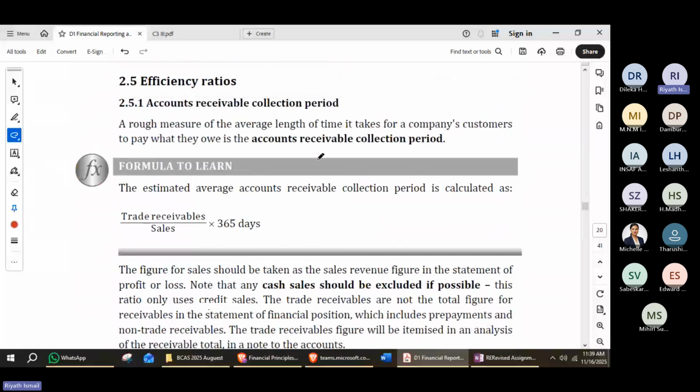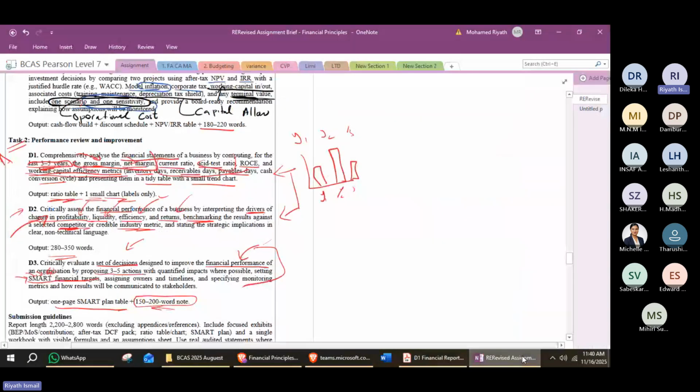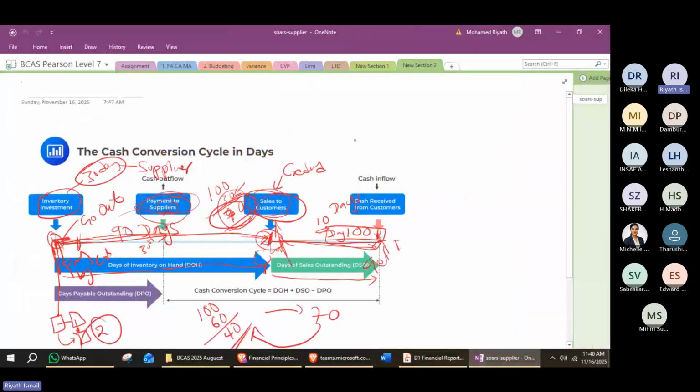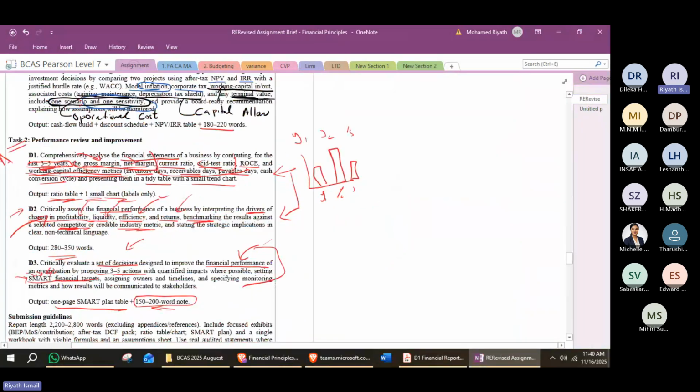Now we look at the cash collection period, inventory turnover period, and suppliers payment period. Here I gave you that hypothetical image of finding the cash conversion cycle, but here I will give you how to calculate these days, 90 days or 2 days like that.